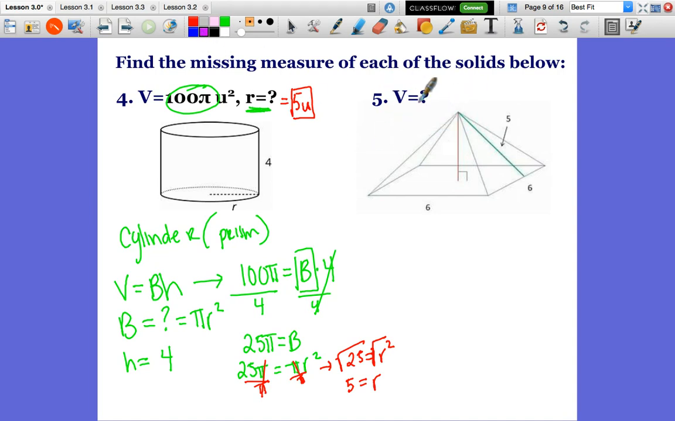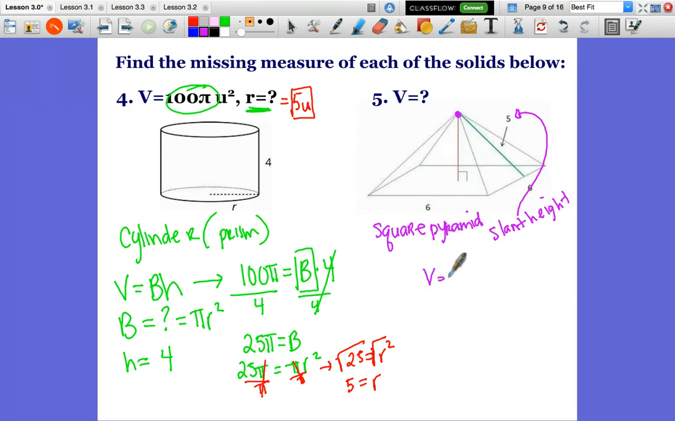Awesome. Here I'm asking you to find the volume. So this is where I actually want it. So this 5 is called the slant height. So I don't have the height here. I'm going to solve for it. This is a pyramid, right? It's a square pyramid because the base is a square.